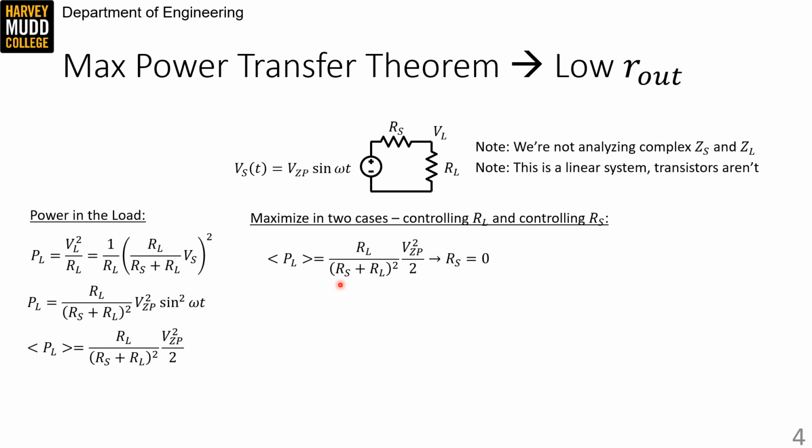The other situation we have to consider is where we control the load. By the way, we don't have to consider a situation where we control both the source and the load, because then we just do whatever we want. Because RL appears in both the numerator and the denominator of our PL expression, we have to find the maximum value by taking a derivative of the power in the load with respect to RL. And I've done so here.